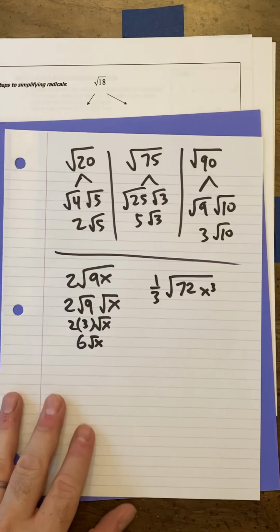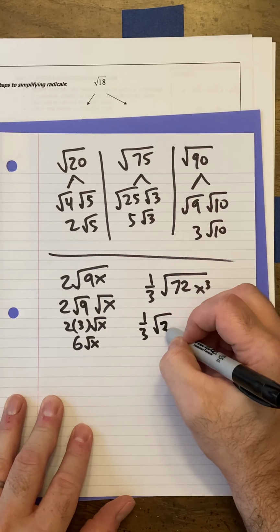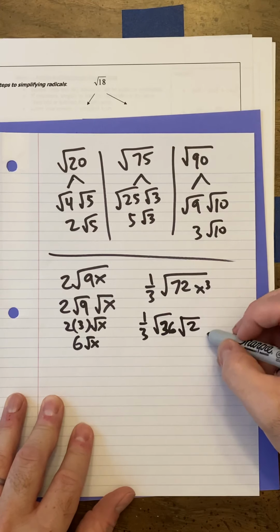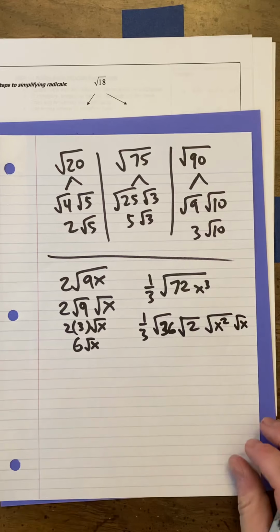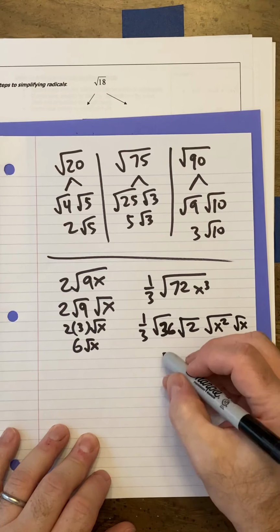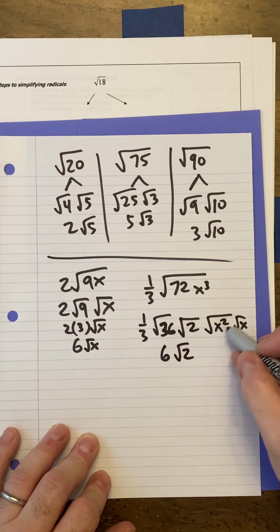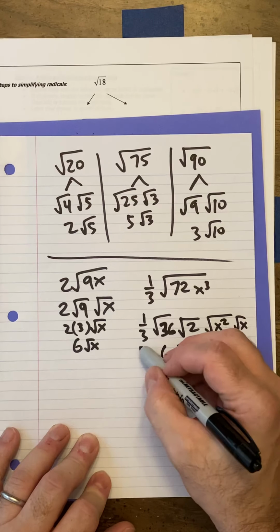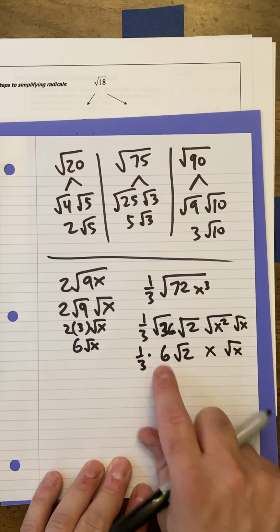All right, so here's what I'm going to do. I'm going to take the 1/3 square root of 36. That's the perfect square. Square root of 2. Now the x to the third, I'm also going to break that down. That's going to be x squared and then x. Let's see what we got. 36 becomes 6. Square root 2, not going to simplify. Square root of x squared is x, but the square root of x is just the square root of x. We also had a 1/3 in front. These numbers can be multiplied. 1/3 of 6 is 2.